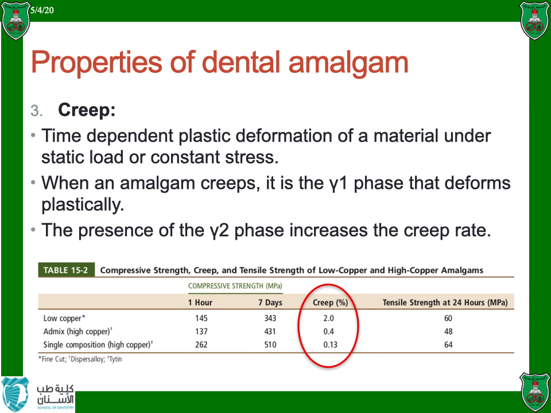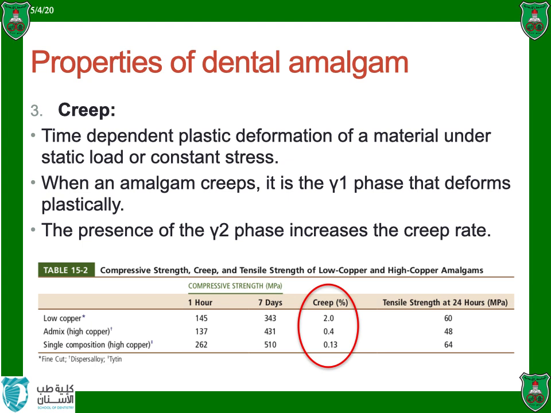When amalgam creeps, it is the gamma 1 phase that deforms plastically. اللي مسؤول عن الكريب هو gamma 1 phase. The presence of gamma 2 phase increases the creep rate. إذا كان في عندك حشوة فيها gamma 2 phase رح يكون عندنا زيادة في الكريب rate.